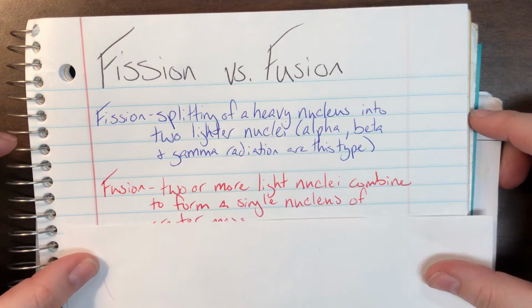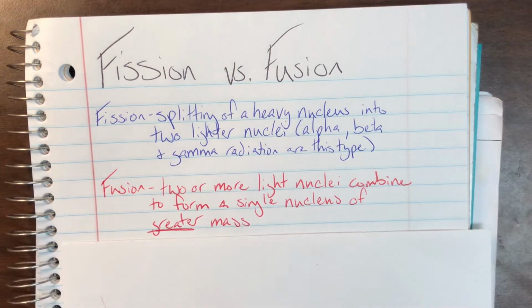Whereas fusion is going to be basically the opposite, where I have two or more light nuclei and they are going to fuse together and they're going to combine into one single element, one single product. And that product will have a greater mass than the initial products individually.